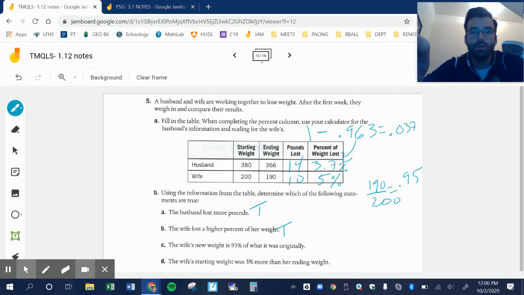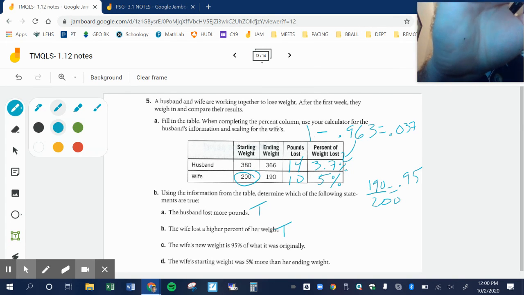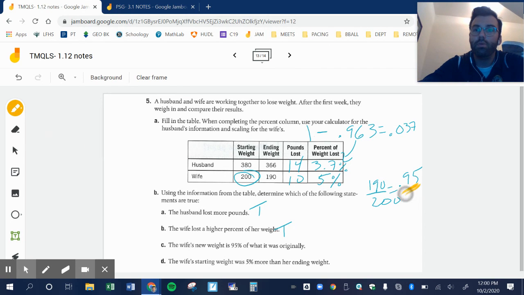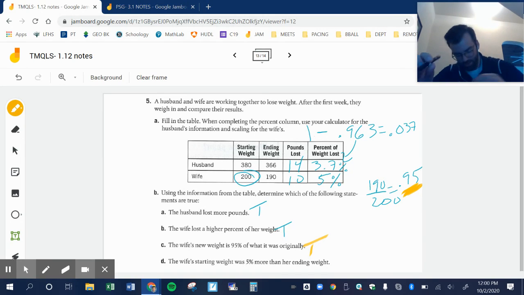The wife's new weight is 95% of what it was originally. So our original weight was 200. 95% of that is actually 190. How do I know that? Because of this number here, the 0.95. So that is true as well. The wife's starting weight was 5% more than her ending weight. That's not going to be true, and that's a little confusing, but that is false.